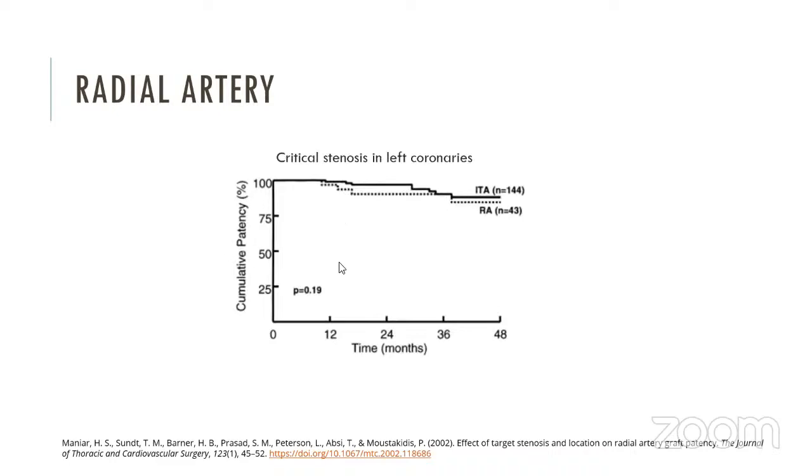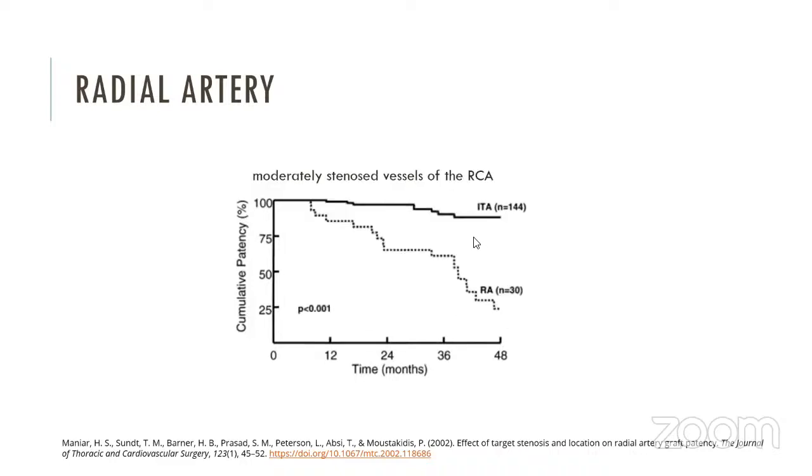The radial artery has, at 2 years, nearly the same outcomes as the LIMA when it's anastomosed to a coronary with critical stenosis on the left side. However, when you anastomose the radial artery to a moderately stenosed RCA, we clearly see that the patency rate is much less. And this is probably why the radial artery outcomes were much worse.